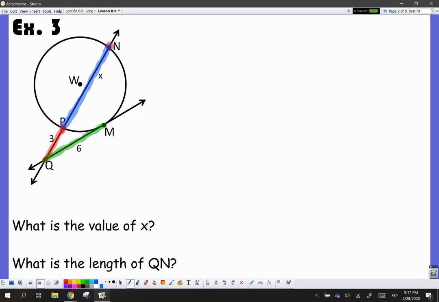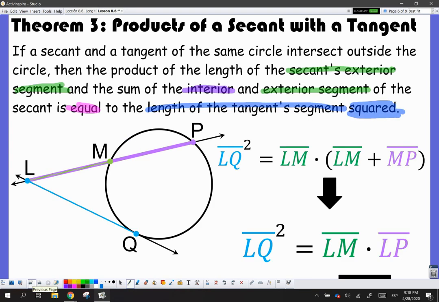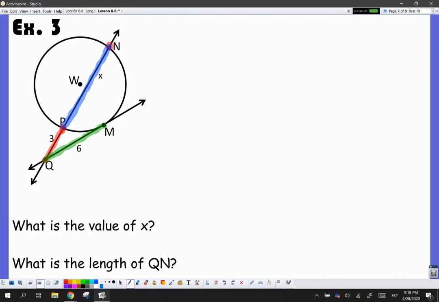So now that I've identified my segments, I want to know where the values of those lengths are going to go. So I'm going to look at my theorem again. I'm going to look at the formula. And we have LQ squared is our tangent. So let's start with that. Let's start with our tangent here. Our tangent here is QM. So we're going to start with that length. And the length of that is 6.